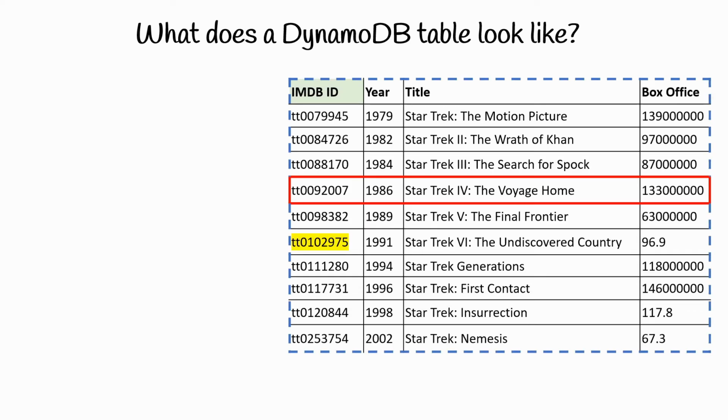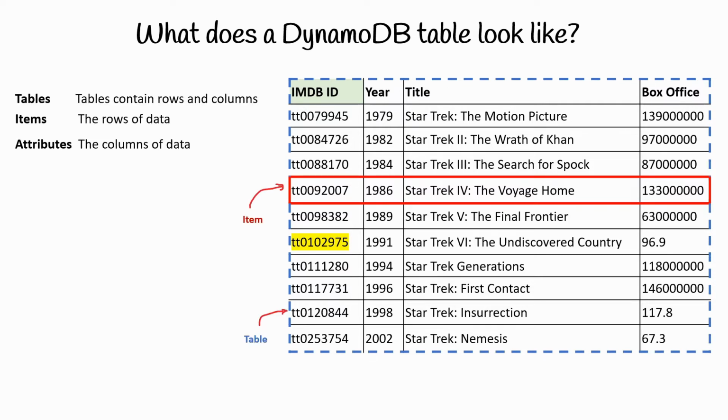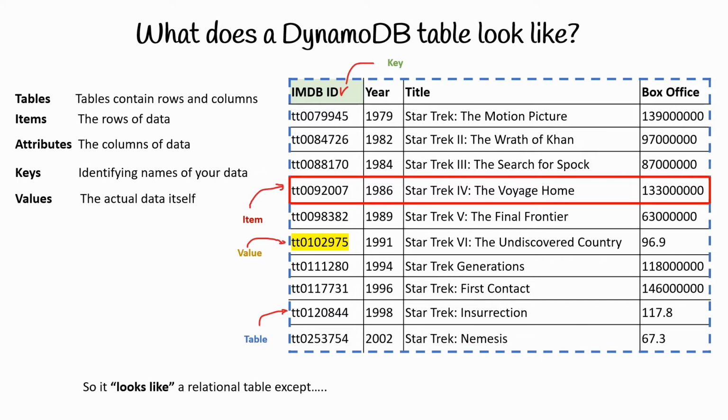Well, it looks just like a Postgres table, but some of the names are turned around. Tables are still tables, but rows are now items, columns are now attributes, and your values, or what would probably be called cells, are now called values. So just a bit of renaming there. It looks like a relational table, except there's a couple of things you can't do or don't have. You don't get joins, and that's a big one for everybody because they're so used to joins. And you don't get primitive data types.